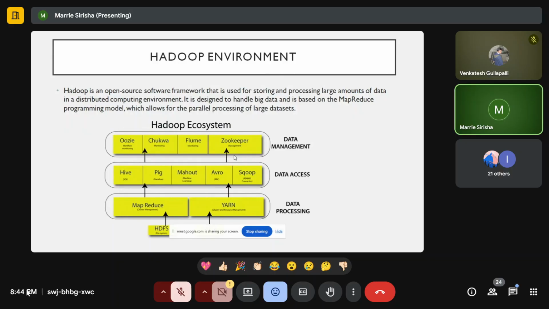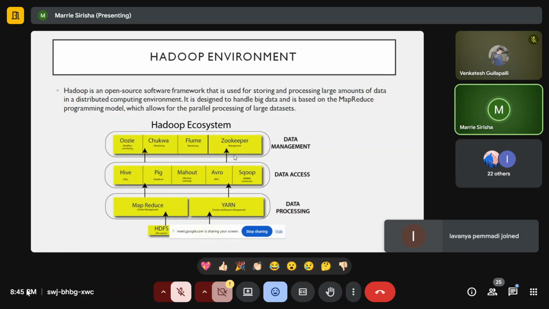Next, we are going to discuss an important concept, because I will just give you a brief of what Hadoop is, so that you will understand, and in depth we will discuss it later. So what is Hadoop? As I told you, Hadoop is an open source framework that is used for storing and processing large amounts of data.